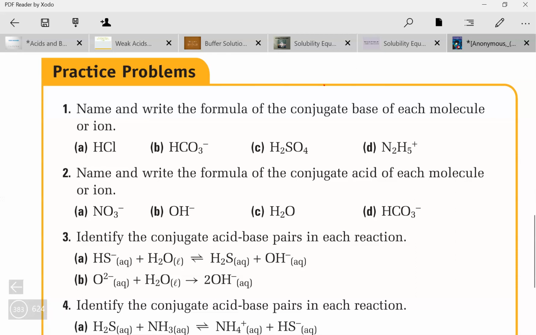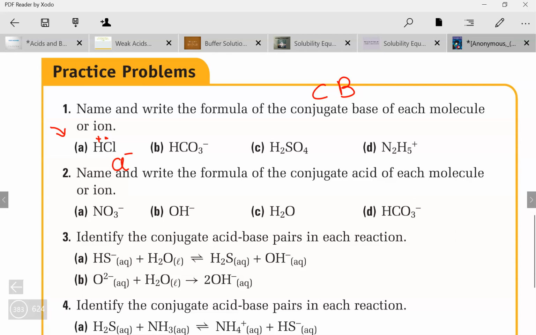So we're looking here for the conjugate base. So all these species have to be acids because acids have conjugate bases, right? So an acid we know is donating an H plus or a proton. So after it has donated the proton, the conjugate base is going to be the chloride ion, Cl minus.